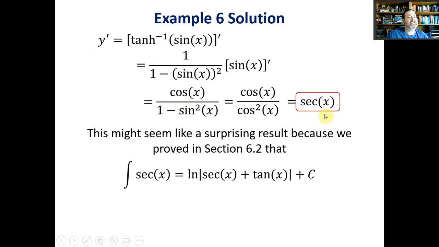And this should seem strange because we proved in section 6.2 that the derivative of this is secant x, right? The integral of this is that. And this is telling us the integral of secant x is this, is inverse hyperbolic tangent of sine x. So that's pretty weird.